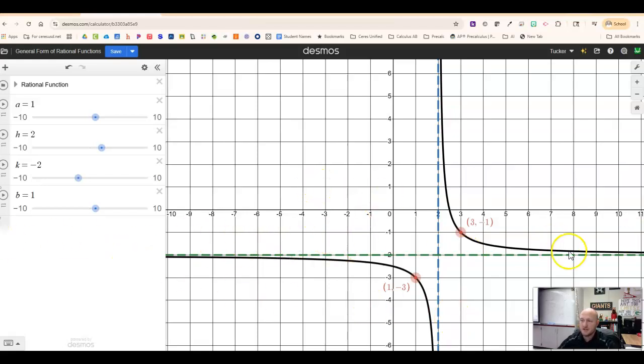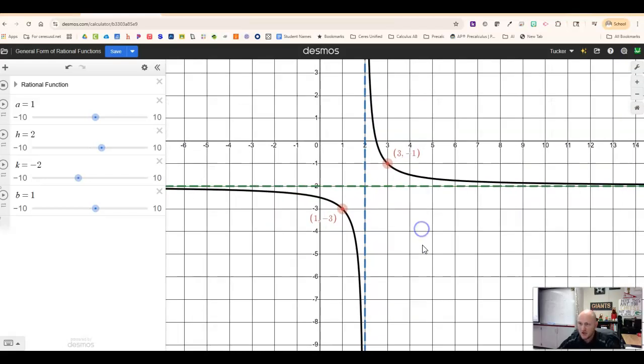What I want you to notice is through these translations, the relationship of our anchor points does not change. I still go left 1 and down 1, right 1 and up 1, okay?